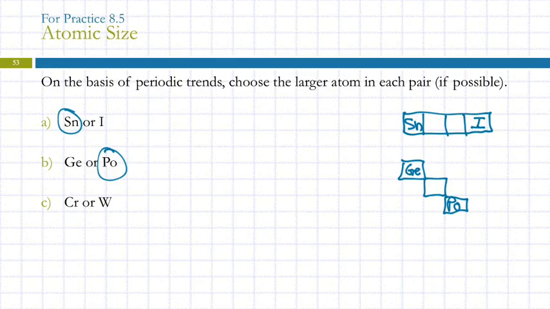How about chromium or tungsten? So those are both transition elements. There's chromium and tungsten. Which one's bigger? The one that's down further, right? So tungsten would be bigger. So for transition elements, you're only going to be able to compare them if they're vertical. Because going across, nah, can't do it. Any questions?